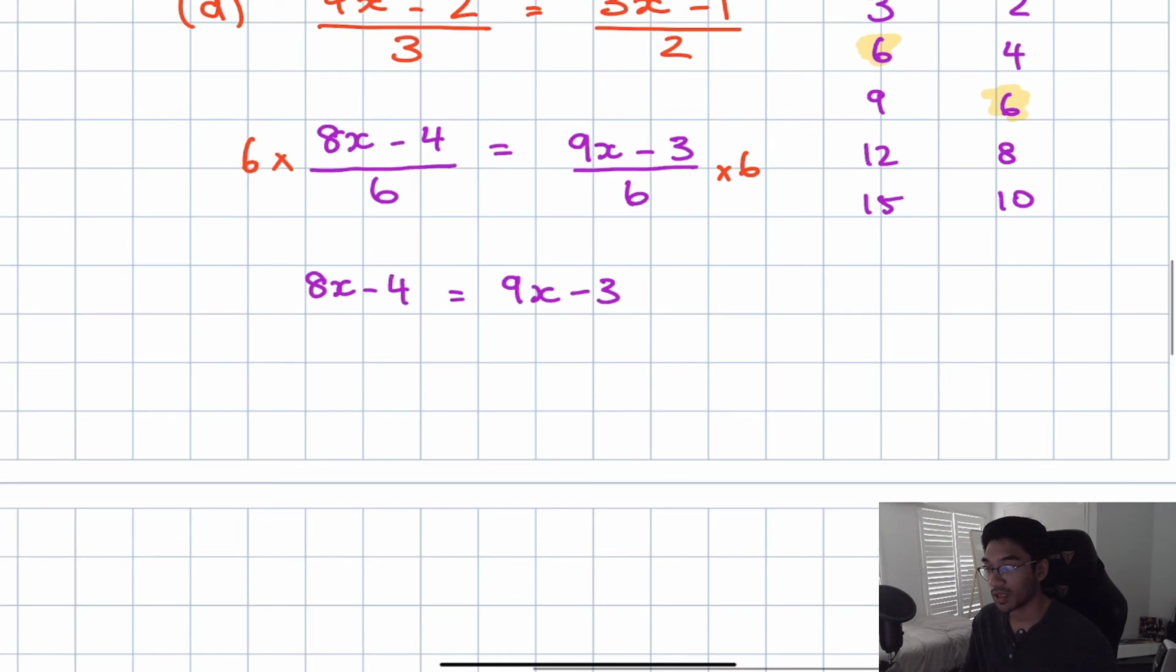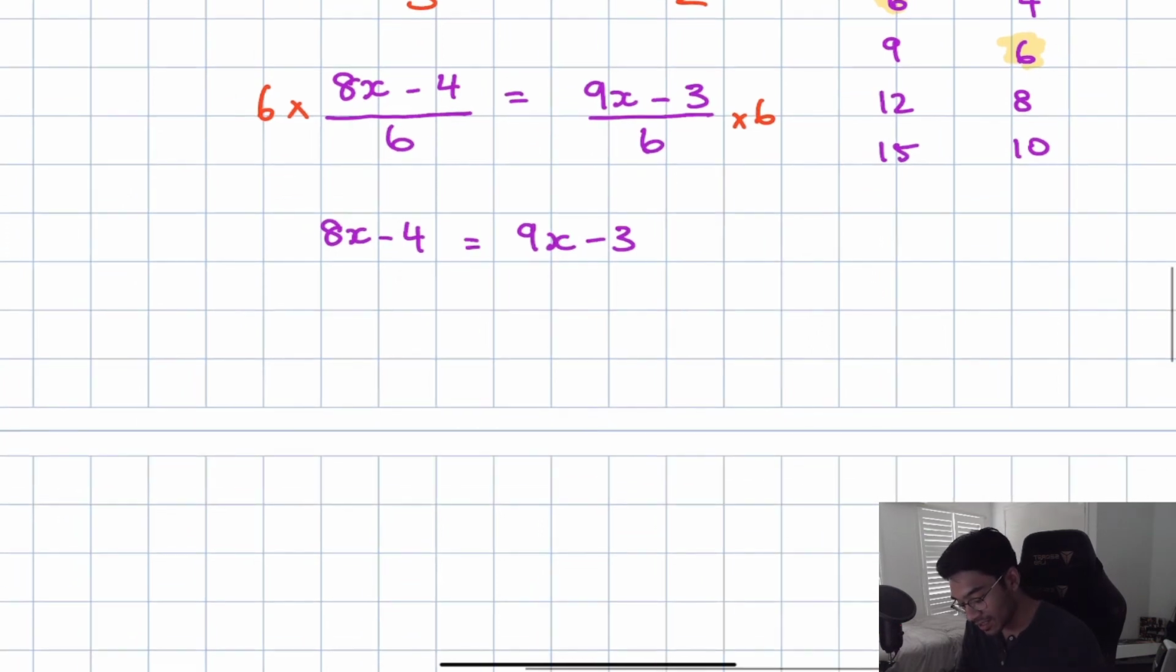And from here, it's the same thing I did before. I want to get all my x's on one side and all my numbers on the other side. So I'm going to start by getting this negative 4 to this side. The opposite of minus 4, or negative 4, is plus 4. So I'm going to plus 4 from this side. And when I do to one side, I've got to do to the other. So I plus 4 from this side as well.